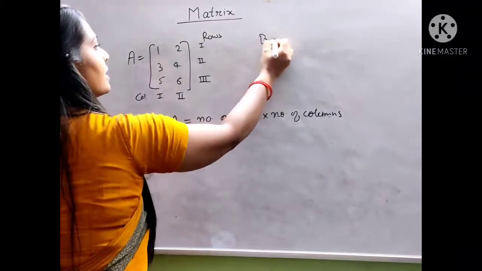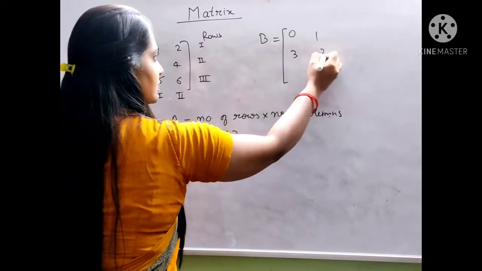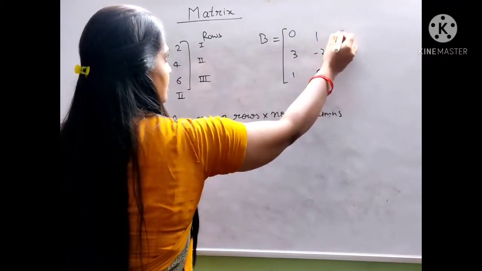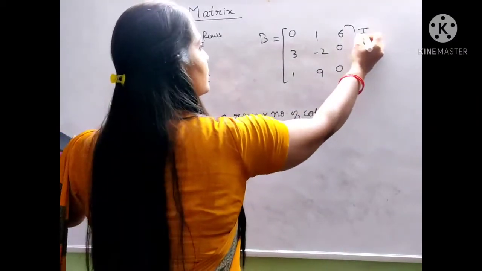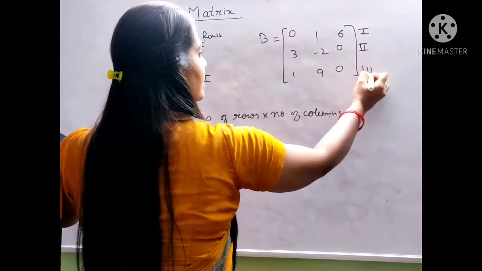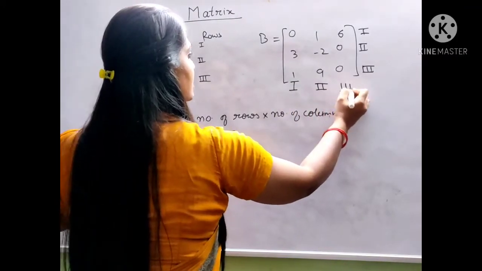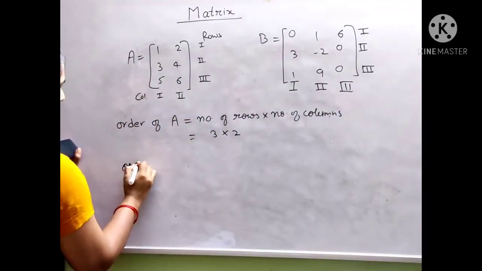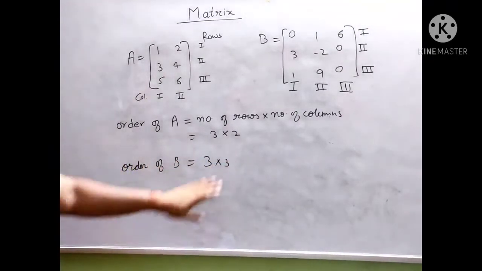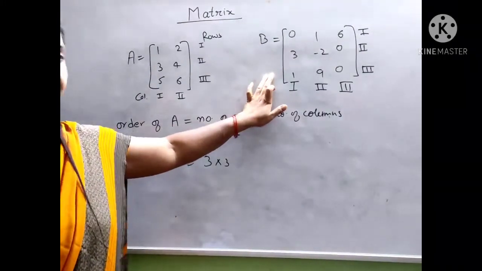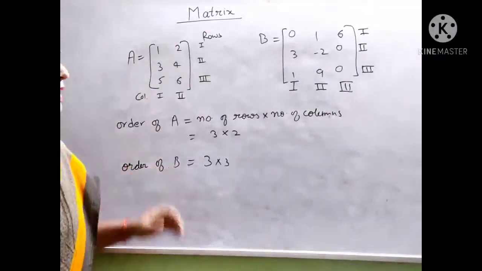Again we take a matrix B having the elements shown. So how many rows are there? Here it is first, second and third row. Here first, second and third. So what is the order of B matrix? It is 3 by 3. On multiplying these numbers, we can check how many elements are present in matrix B. So this is the way to find out the order of any matrix.